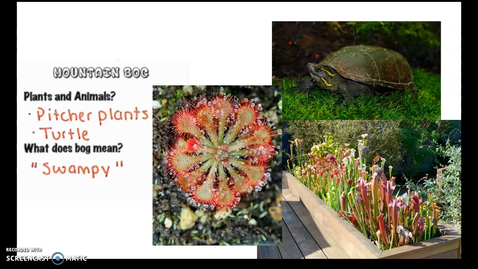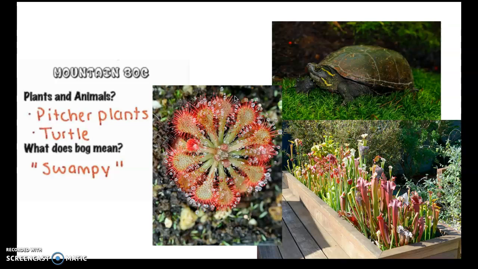And then we have a mountain bog. Bog means swampy, as you can see right here. You can like bog down a truck. That means your truck gets stuck. Generally, it's because the ground's too wet or there's too much sand. It won't move. A bog here means that it's really swampy, really wet soil.